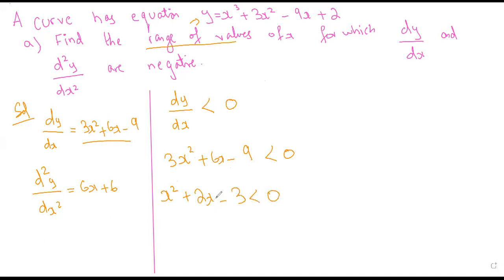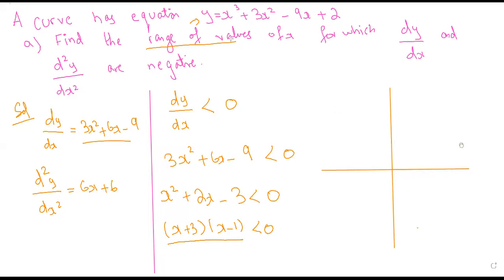Now I am going to factorize this, and the two factors would be x plus 3 and x minus 1 less than 0. And what next? We have discussed this. Never ever try solving this directly. Always make the graph and then think about it. So the intercepts are x equals minus 3 and x equals 1, and it would be a U-shaped parabola. So it is going to be something of this type.